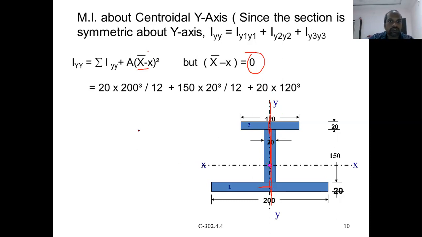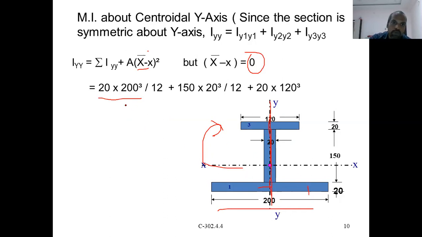Okay, in that case it is nothing but 20 into 200 cube. In this case it is a reverse one, it is just rotated by 90 degrees. Okay, rotated by 90 degrees, width will become depth and depth will become width, right? So from this one, this will become width and this will become depth, that's why it is 20 into 200 cube. Don't think that there is some mistake. No, it is not a mistake.